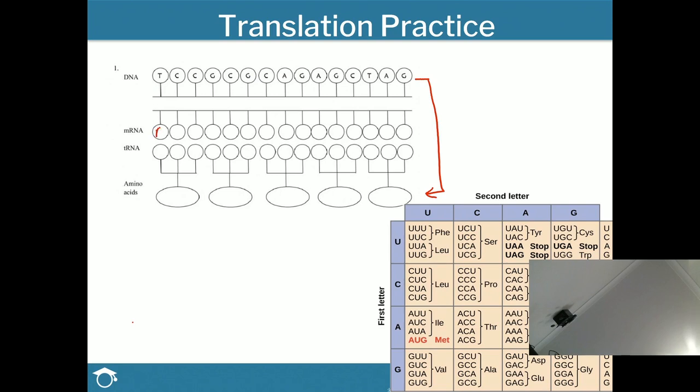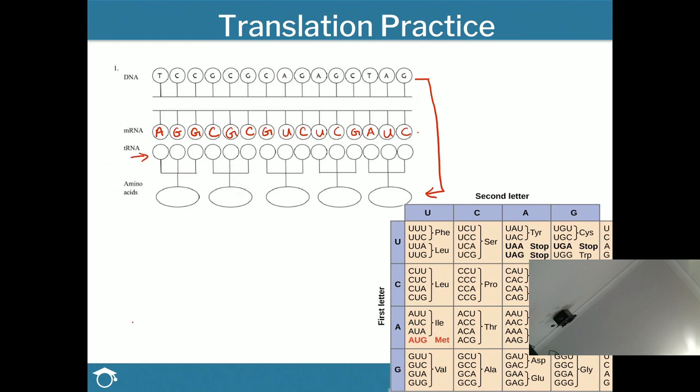So all of our T's turn into A's, C's turn into G's, G's turn into C's. So we've got C, G, C, G. A's will turn into U's, remember, for mRNA. C, U, C, G, A, U, C.